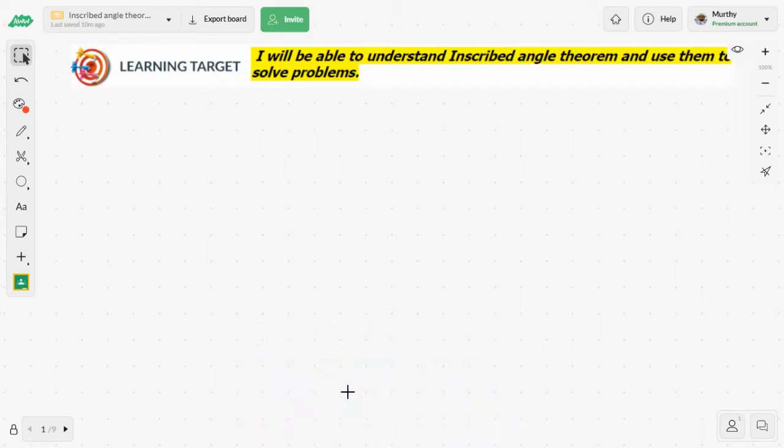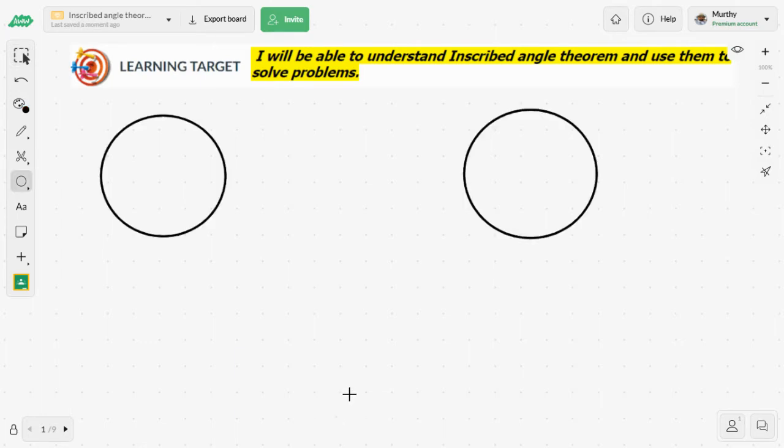In today's class, you will be able to understand the inscribed angle theorem and use it to solve problems. So first of all, what is an inscribed angle? And what is a central angle? I'll try to explain that part first.